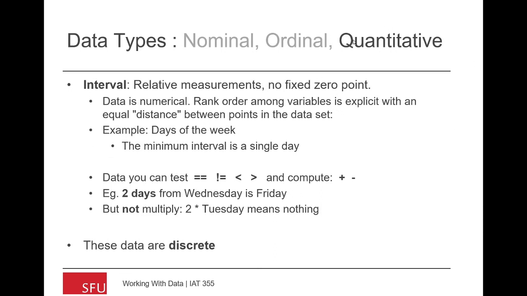Next are two types of quantitative data. We'll talk first about interval data. Now, this might seem a little bit funky, so we're going to talk it through a bit. Interval data is where there are relative measurements, but there is no fixed 0 point, and that will become clear as we talk. In interval data, the data is numerical, and you can rank order among variables with equal distance between points in the data set. An example of that is, say, days of the week. The minimum interval of days in the week is a single day.